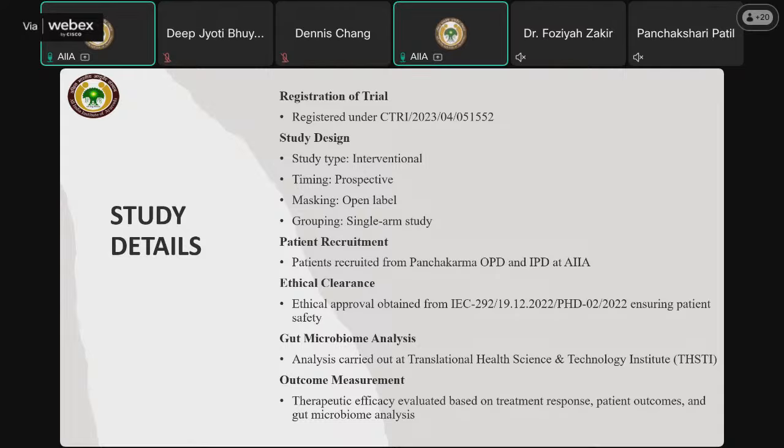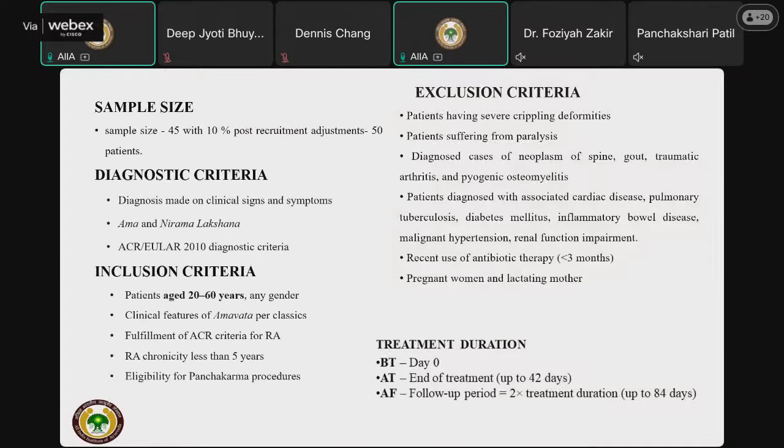The patients were recruited from the Panchakarma OPD and IPD at All India Institute of Ayurveda. We have received the ethical clearance to conduct this study, and the gut microbial analysis was carried out at Translational Health Science and Technology Institute, Delhi. The outcome measurement was based on the therapeutic efficacy of the evaluated treatment response and patient outcomes, and also on the gut microbiome analysis. The sample size was calculated as per the norms, and we reached a sample with the adjustment of around 50 patients.